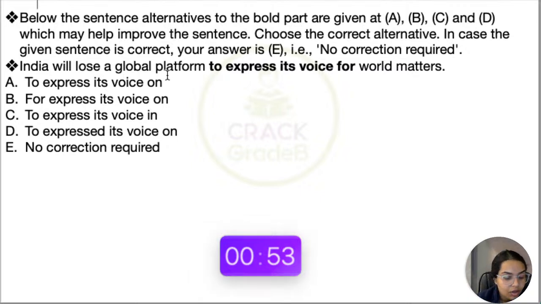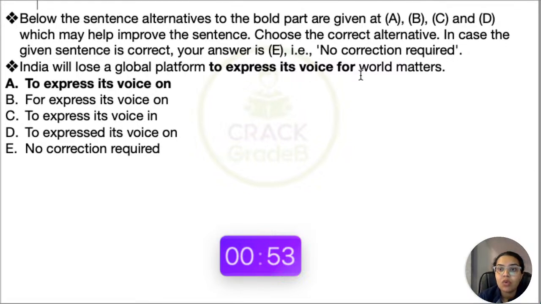Yeah, will lose a global platform to express its voice for. Now express its voice for people होता लेकिन for matters नहीं हो. On world के matters जो हैं, compound matters, issues related to world, and that's why on आना चाहिए. ठीक है. Expressed to के साथ आएगा ही.